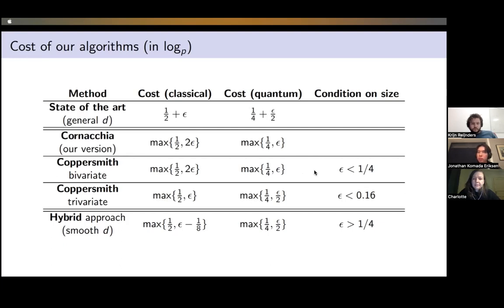And for Coppersmith, we have these two different versions. We have the bivariate approach, which is based on the Coron version of Coppersmith, and then the trivariate Bauer-Zhu approach. And again, we find that there are speed-ups in the ranges where the epsilon is small enough for these two algorithms. And further, we can compare with this hybrid approach, which is only really possible for smooth D. So this shouldn't really be compared to the state of the art with the general D up here, specifically for classical computations. But we can see that there are some possible speedups using this method.